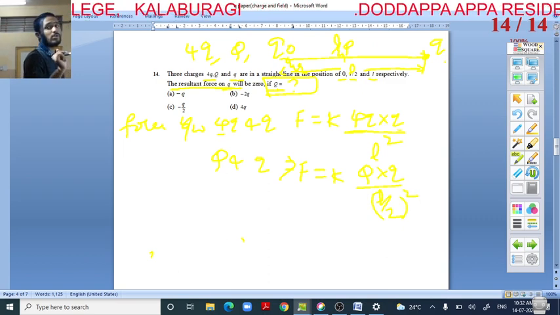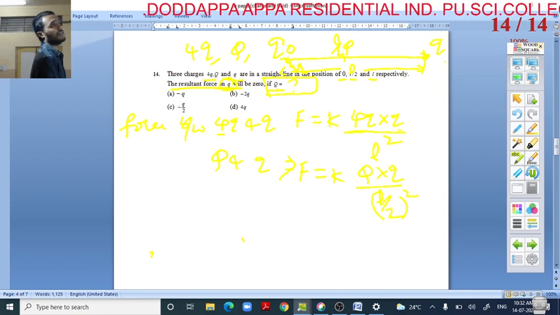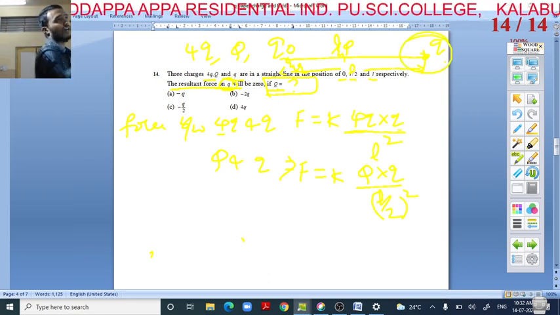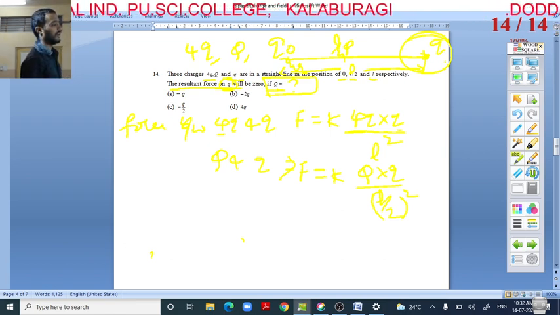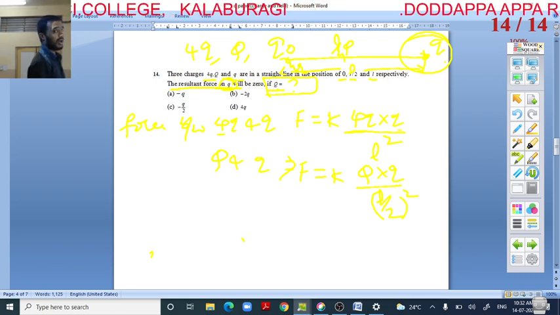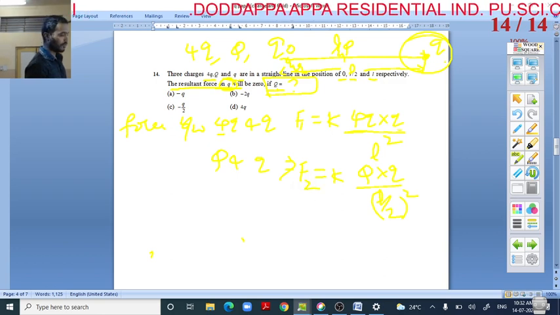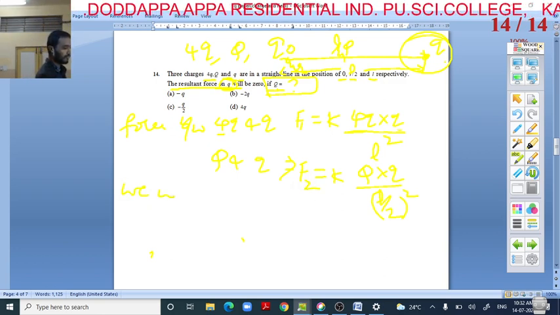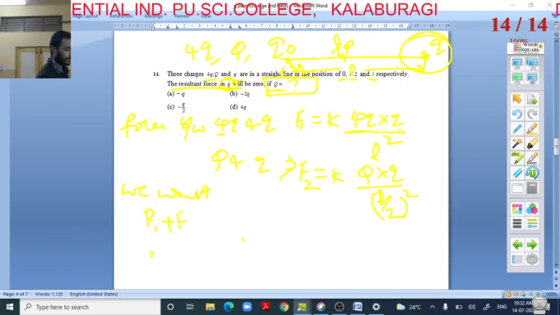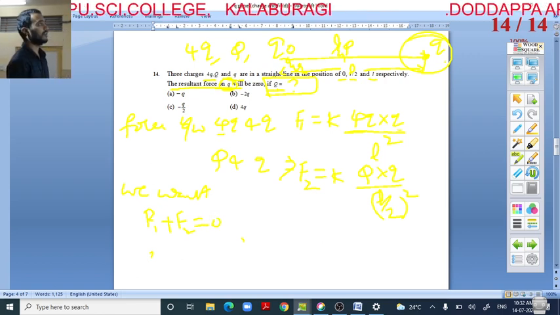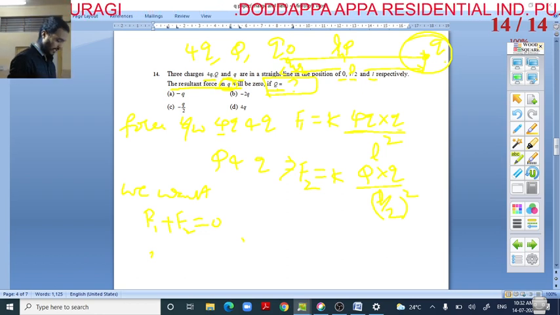Now, actually what we want here is that the resultant force on this charge will be 0. So the sum of both the forces I want to be 0. If it is F1 and F2, we want F1 plus F2 is equal to 0, on the small q charge. So what should be the value of capital Q?